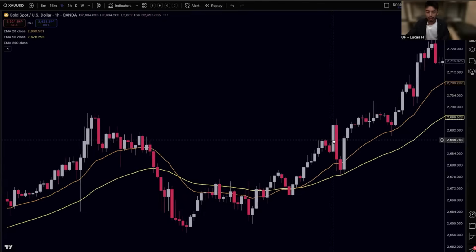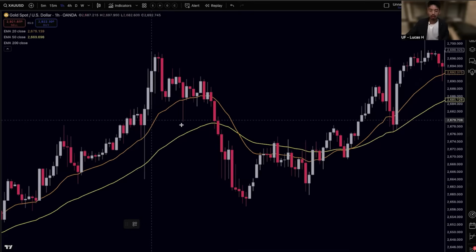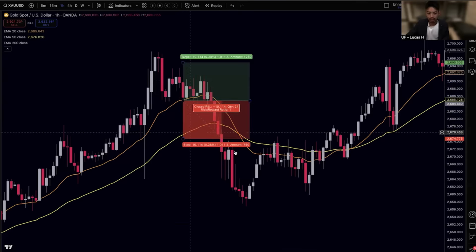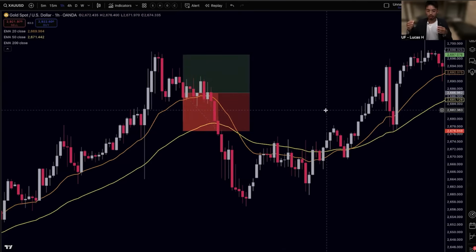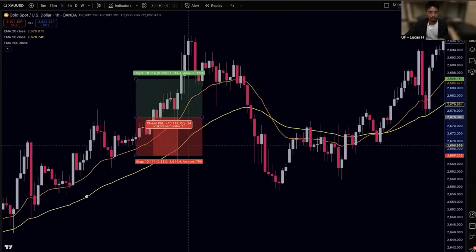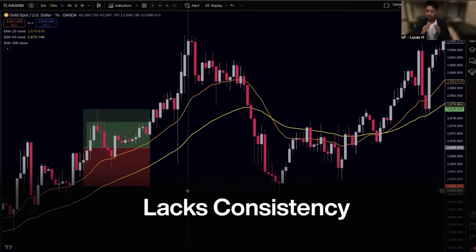Now, let me just show you another example where this might not work. Here, you would see we are above the 20 EMA, we are above the 50 EMA, and let's say when the pullback comes in, we get in on a buy, all right? This is another situation where the MAs is gonna fail you, okay? Obviously, it's not gonna fail all the time. You will see times where it actually works, like here, right? It works sometimes, it doesn't work other times. So you don't wanna take this approach mainly because it lacks consistency.